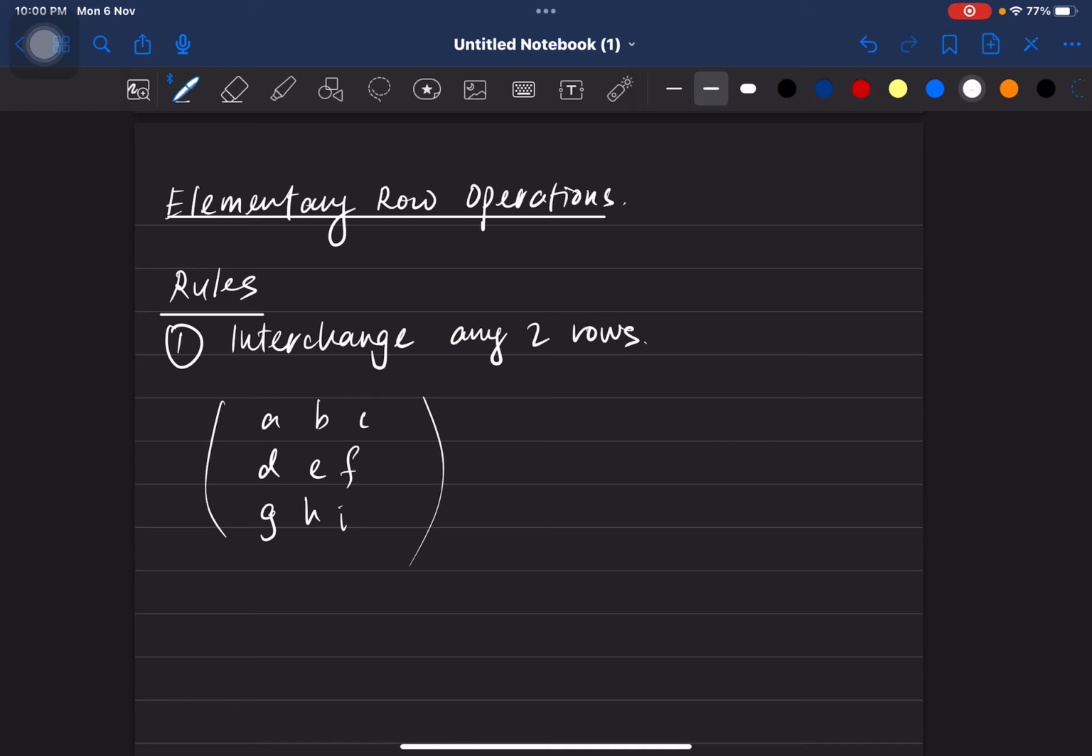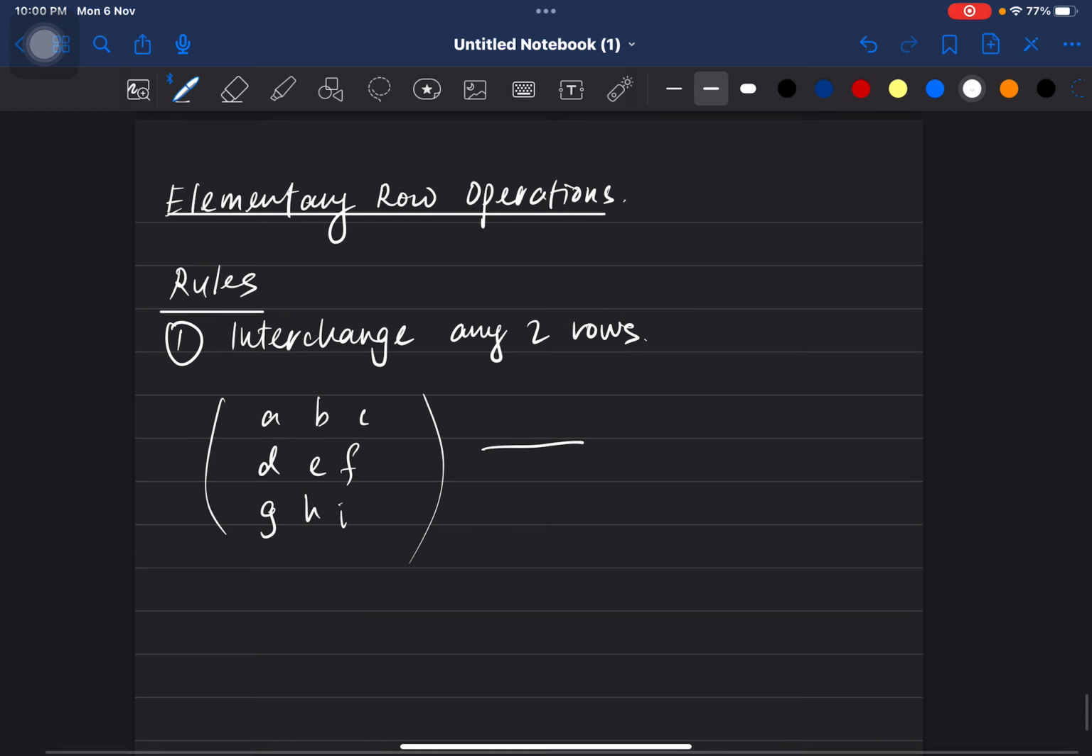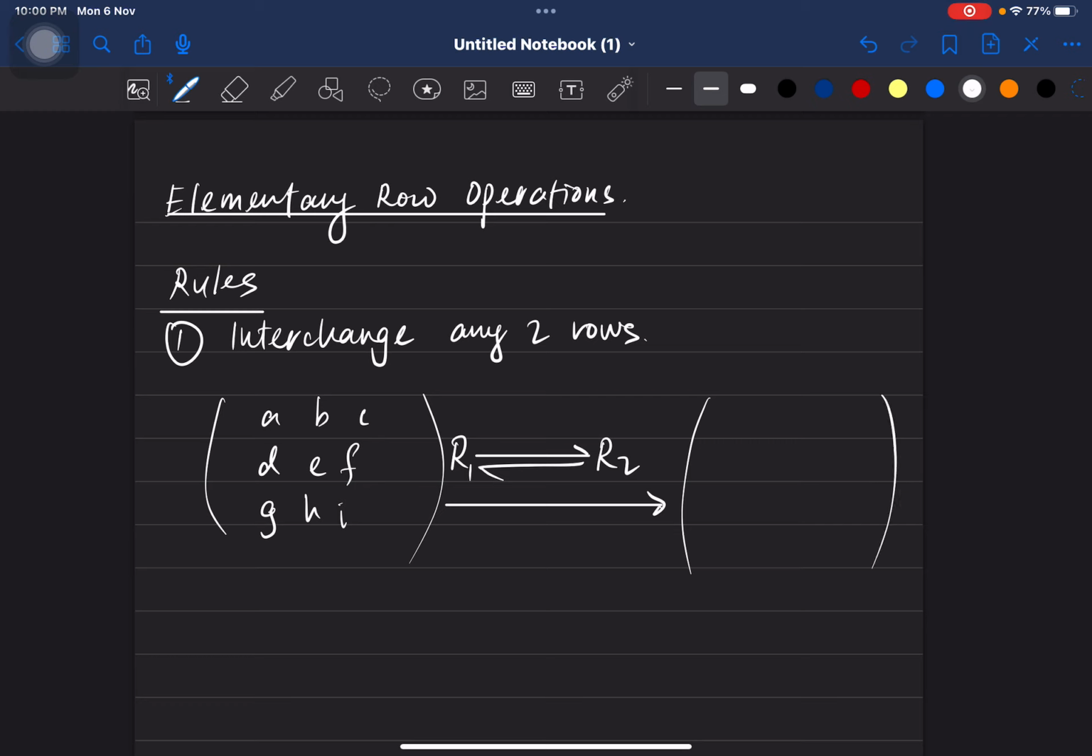For example, if I want to interchange row 1 with row 2, all I need to write is just this. If you have ever learned about the reversible equation in chemistry, this is how we write it also. So I want to exchange row 1 with row 2, and then underneath I write a bigger arrow. The one that is not changed is row 3, so I write row 3 first, GHI. Row 1 is now row 2 and row 2 becomes row 1.